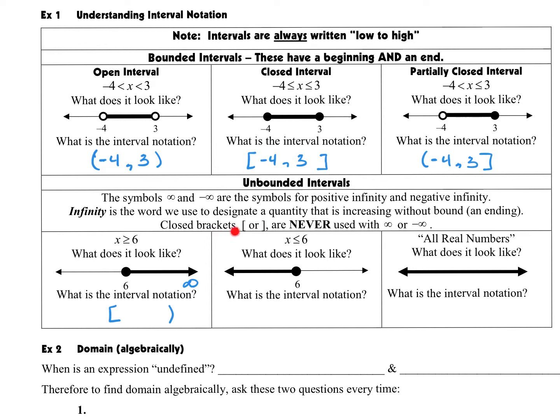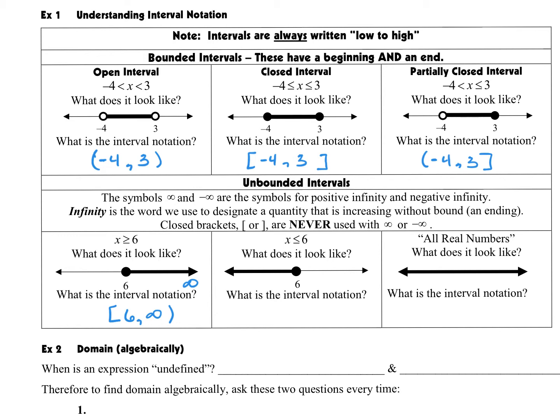And I've got that note written right here, okay? They're never going to be a bracket. We're always going to use the parentheses. And then, just like before, we take our values from that number line, the 6, and yes, the infinity, and we put them inside and separate by a comma.